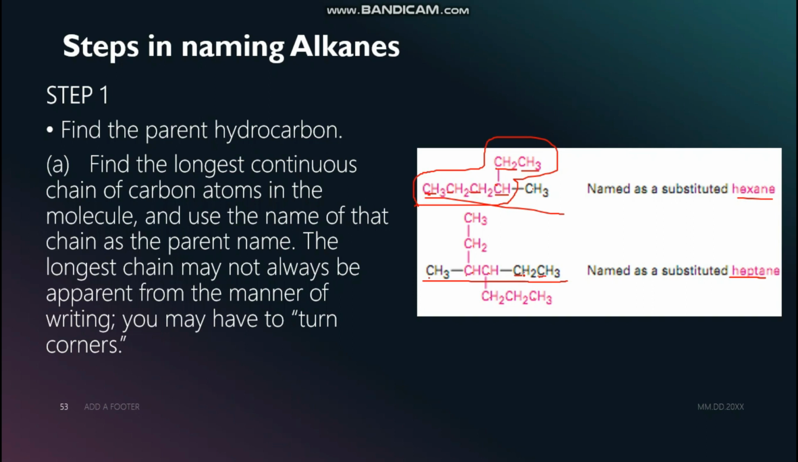1, 2, 3, 4, 5, 6. So just 6 carbons. And we could try 1, 2, 3, 4, 5, 6, also just six. So the longest continuous chain of carbon is this, the heptane. Any possible direction, but it should be a continuous chain of carbon atoms only. So in this one we have heptane.